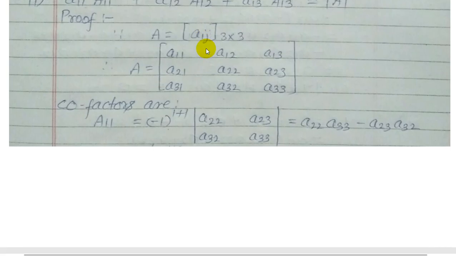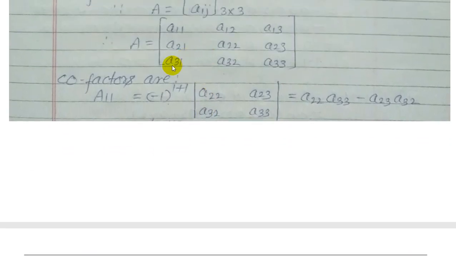Now find the cofactors. A11 equals minus 1 raised to 1 plus 1. So the first row and first column get cancelled. The remaining part A22, A23, A32, A33 we write here and expand it. Minus 1 squared is 1, so that is no issue. Here 1 into A22 A33, cross multiply, minus A23 into A32. Here you have to write the expanded form.